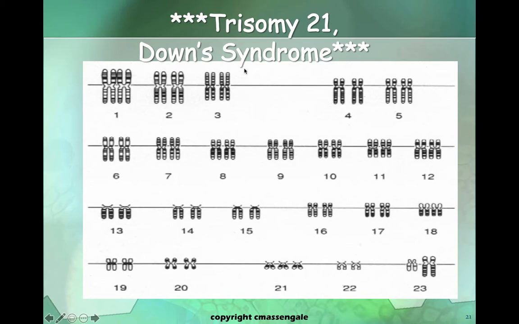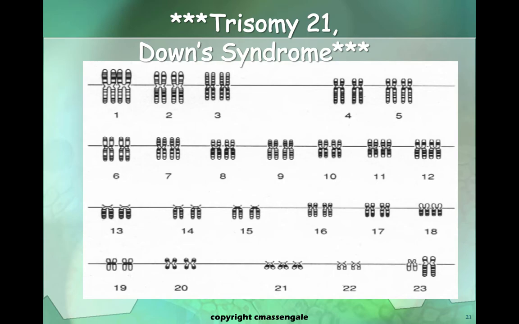Now, just like the name suggests, trisomy 21, well, that means there's going to be 3 chromosomes on the 21st pair. And that common name is Down syndrome. Well, if we look down here at the 21st pair, there are 3 chromosomes there. So if you were to actually count up each individual chromosome, you're actually going to end up with 47 instead of 46.